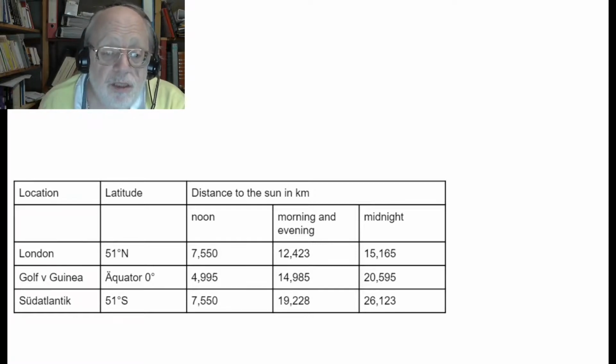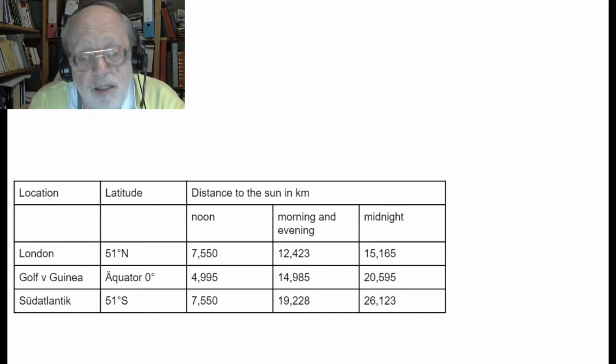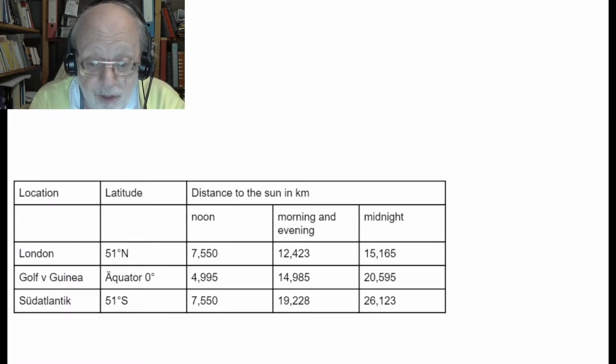At the morning and evening, the Sun is 19,228 kilometers away from the ship at 51 degrees south in the South Atlantic. Farther away than at midnight from London, but it can still be seen. That is a contradiction. How is this possible?